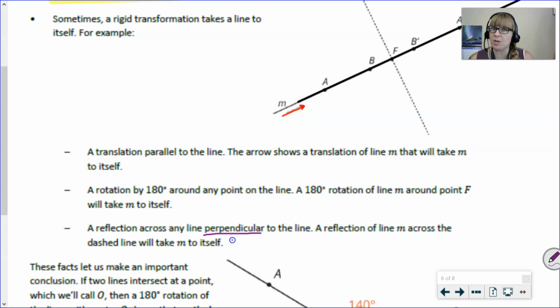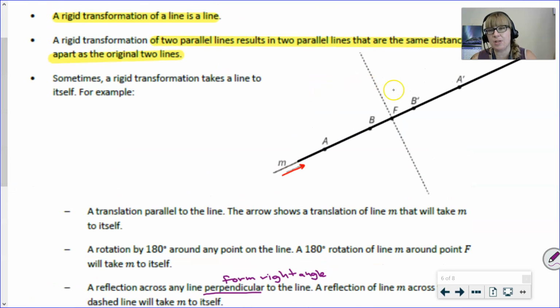Perpendicular is a word that was also on your pre-assessment and you do need to know. Perpendicular means right angles. If lines are perpendicular, that means that they form right angles with each other. We can see in the image above, this dotted line is that mirror line. Notice that it is perpendicular, meaning it forms a right angle there. A is staring straight into the mirror, and so A prime is staring straight back. So we can see that this reflection of the line takes that line right back onto itself.